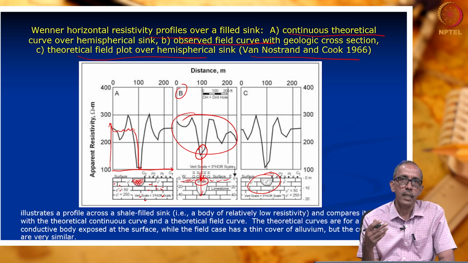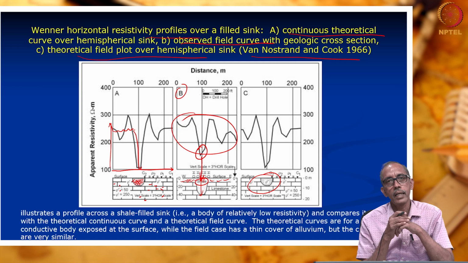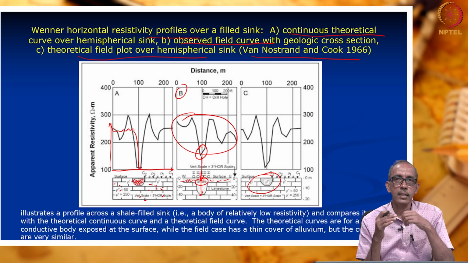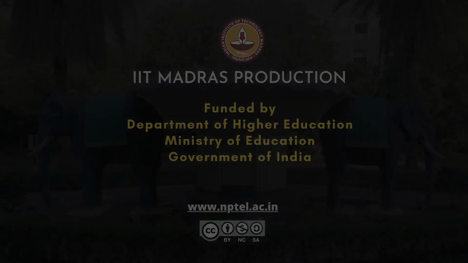So, during this lecture today, we have seen the different methods of carrying out the field work by the electrical resistivity method. We had seen there are three principal methods. One is electrical profiling, then the next is electrical sounding, third is 3D sounding. So, we will continue with some more examples of electrical profiling in the next lecture.